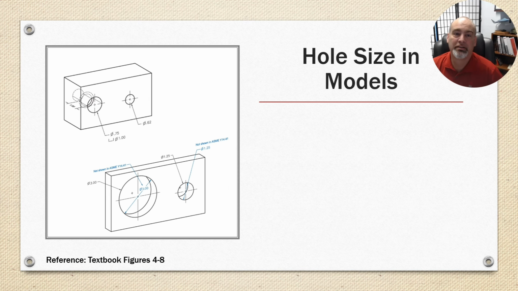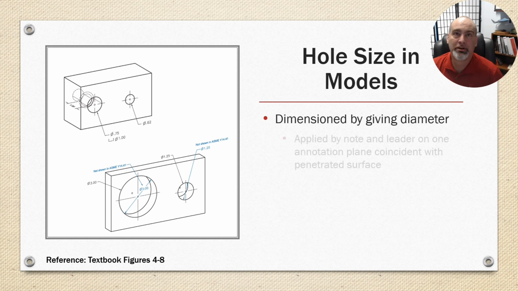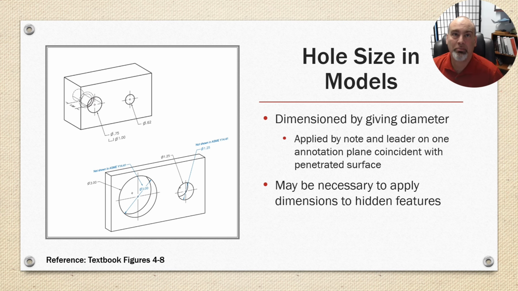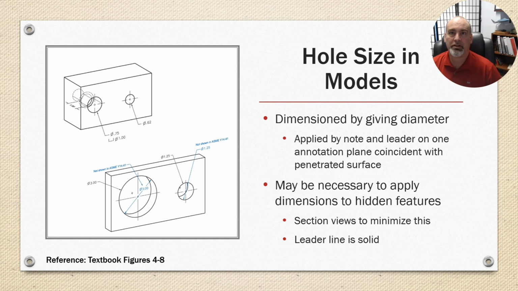Anyway, getting back to the lesson, hole size in models is dimensioned by giving a diameter, applied by a note and a leader on one annotation plane coincident with the penetrated surface, as shown on the left. It may be increased to apply dimensions to hidden features, and section views can be used to minimize this, and the leader line is solid. Those are on models.